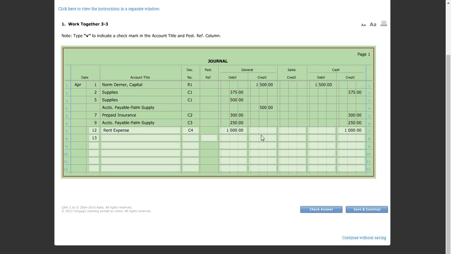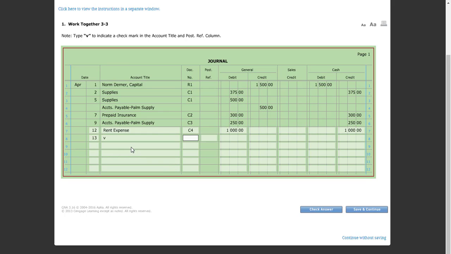If I leave it blank, what does it look like? That I forgot something, right? You're going to be like, oh, what did you forget? There's something there. Why didn't you fill something in there? So basically we're going to reference this direction right up here that all of you have ignored, where it says, note, type a V to indicate a check mark in the account title and post-reference column. Typically, if we were writing, I would do a check mark. There is no key on the keyboard that is a check mark, but a V looks like a check mark. So I don't leave it blank. I'm going to put the letter V here, which stands for a check mark, to say I don't need to put anything here.